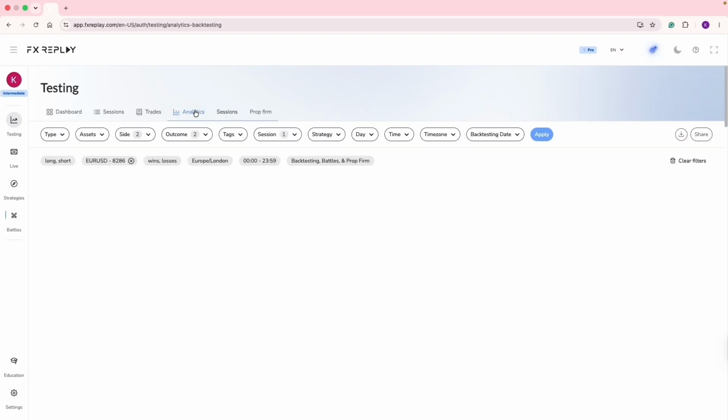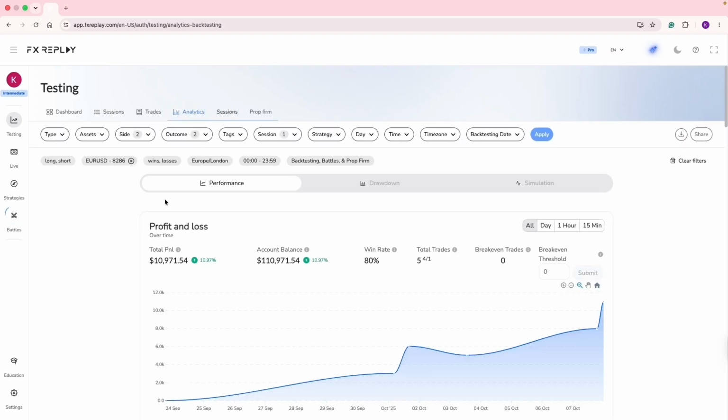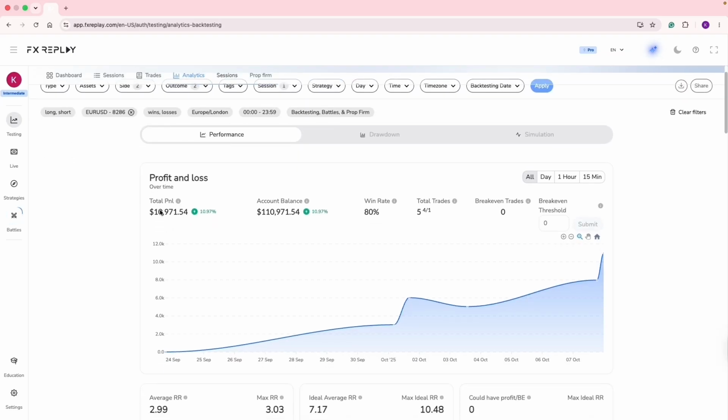In here, you can see we have that same information: our P&L, our account balance, our win rate, the number of trades we took. And then you can see the 4 stands for the 4 we won, and the 1 would be the one that we lost. And we've got our break-even trades. We have 0. Like I said, with my strategy, I set and forget.